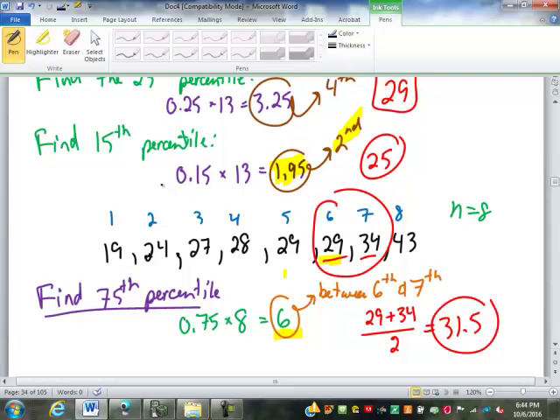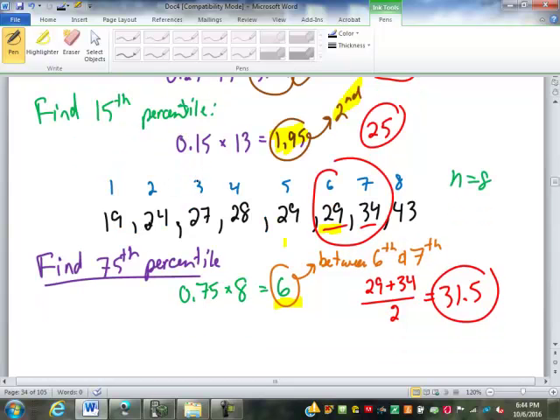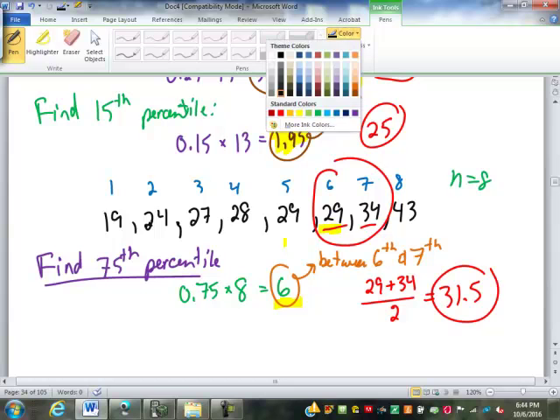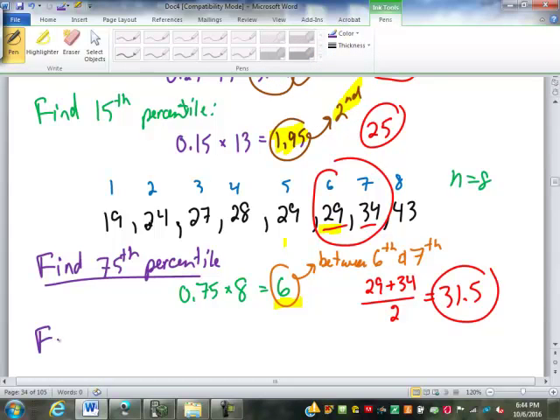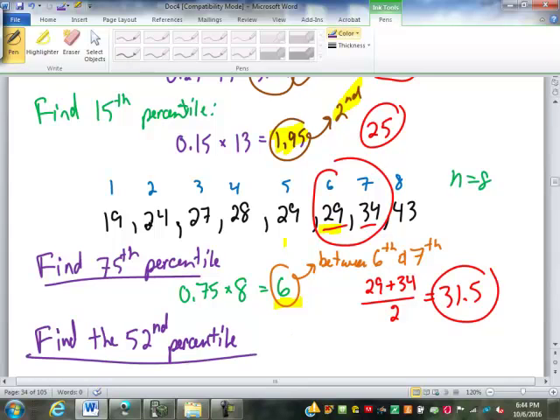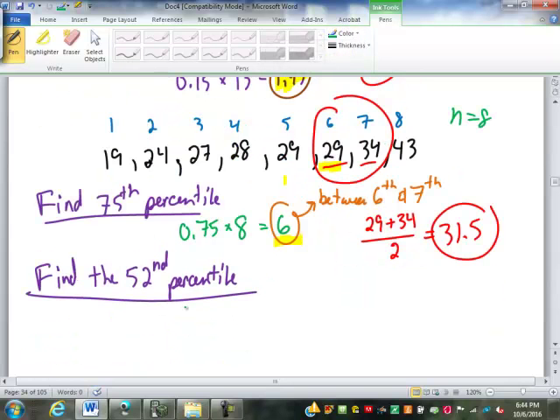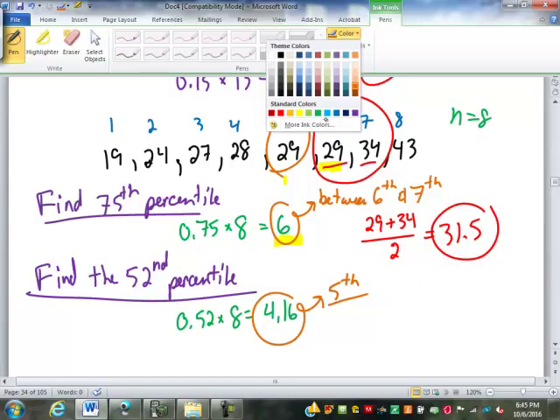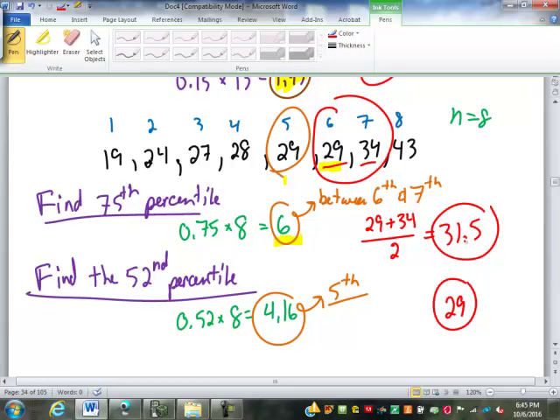If you came up between 5 and 6, then for the 29, it would just be 49. If you came up with, well, let's do that. Let's find the 52nd percentile. So what that means is we're going to do 0.52 times 8, which is 4.16. Since that is a decimal, we round up to the 5th position. So it's just the 29. So the only time we go between is if it comes out to be a whole number. It's between that position and the next one up the list.